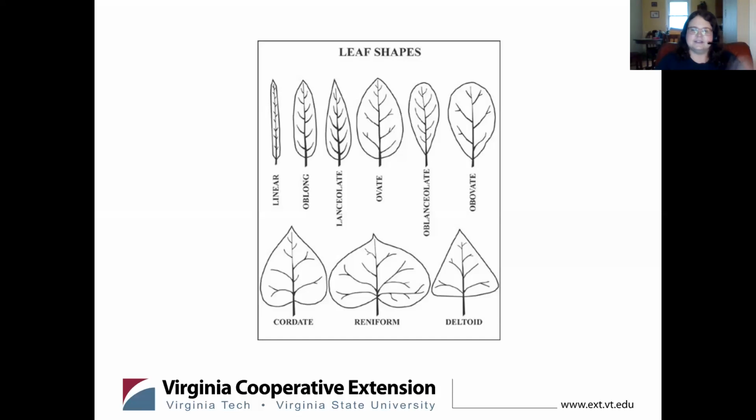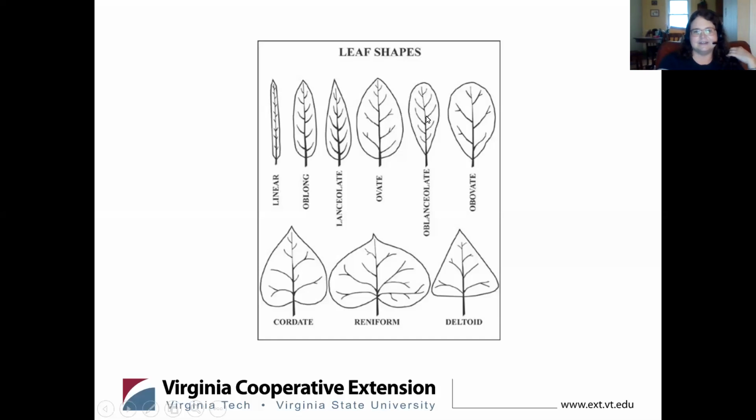So starting left to right at the top, we have a linear. You see it's very, very skinny. This would be more like a weeping willow, I would say. Oblong, a little bit fatter, but still kind of narrow. Longer than it is wide. Lanceolate means it comes to a tip and more rounded towards the petiole. Ovate, which is a lot of plants have ovate leaves. You see it's pretty much an oval kind of shape with a point at the end.